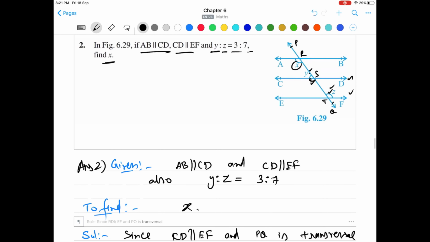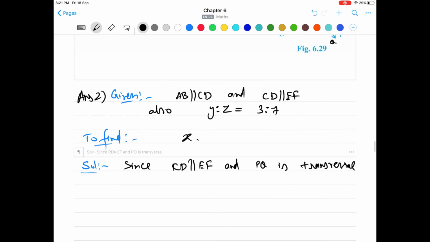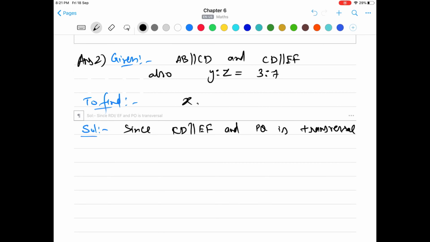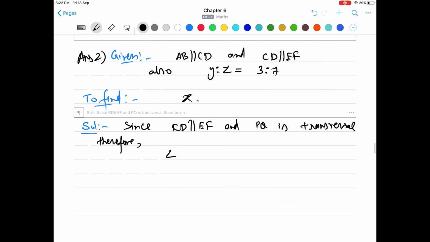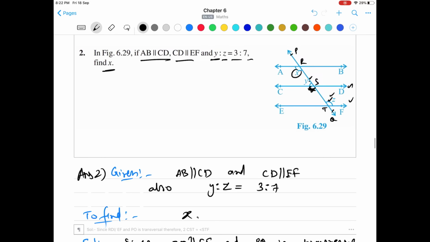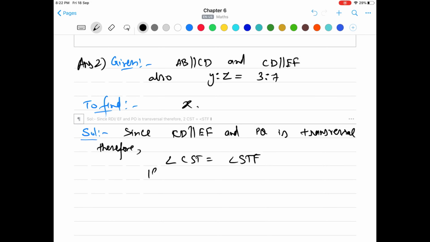Okay, in the figure CD is parallel to EF and PQ is a transversal, therefore the angle CST, this angle CST, this one has to be equal to angle STF. Angle CST will be equal to angle STF. Okay, since this angle is y, this angle will be 180 minus y, so CST will be 180 degrees minus angle y, while STF is given as angle Z.